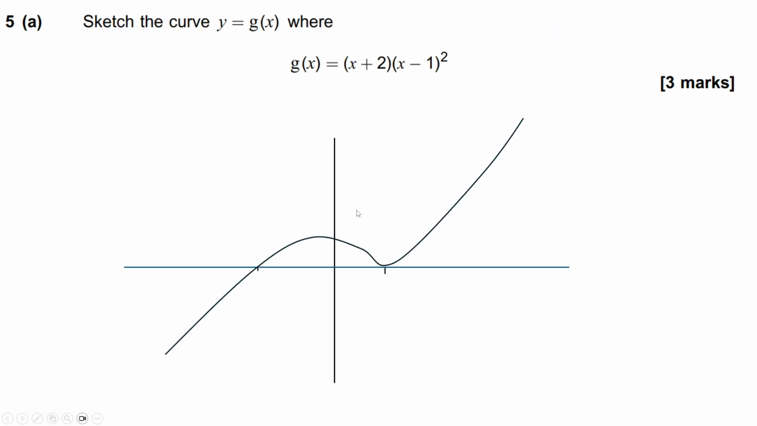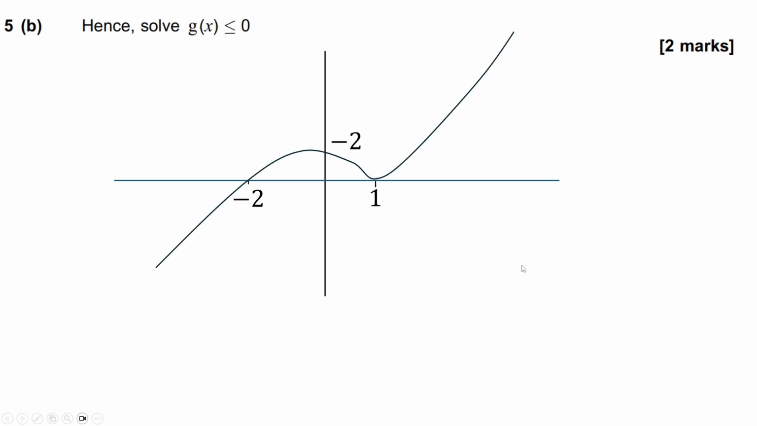Sketch this curve. It looks something like this because first of all, it's a cubic graph, so it'll look like this roughly. It has a root at minus 2, so that'll be this one here, and then also when x equals 1. But this is actually a repeated root, so it only touches it and then goes back up, so it doesn't go under the x-axis at that point. So this is minus 2, this is 1, and then if you plug in x equals 0 to get the y-intercept, you'll get minus 2 here.